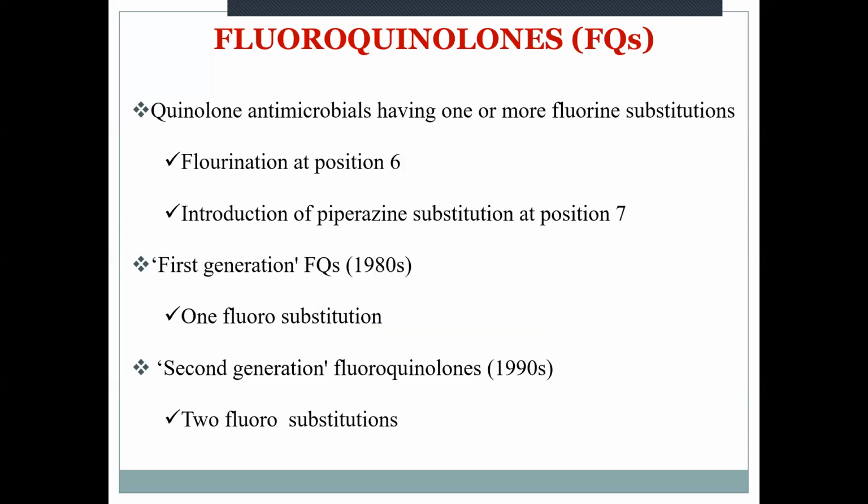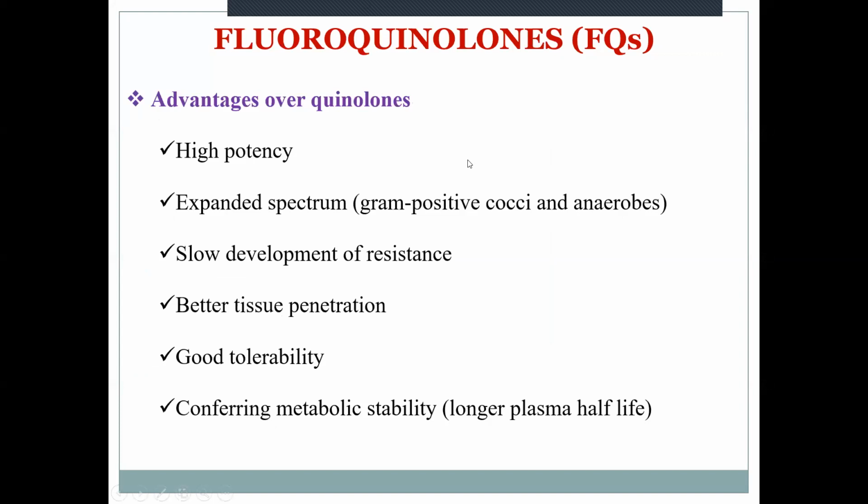Now here, the limitations of quinolones we have seen are overcome by addition of two fluorine groups and the piperazine ring. Basically, the fluorine groups are important. So what are the advantages? The low potency of quinolone compounds was overcome, and fluoroquinolones have high potency. They have an extended spectrum because besides gram negative, they also include gram positive bacteria. There is slow development of resistance. There is better tissue penetration, whereas earlier in quinolones the tissue penetration was limited.